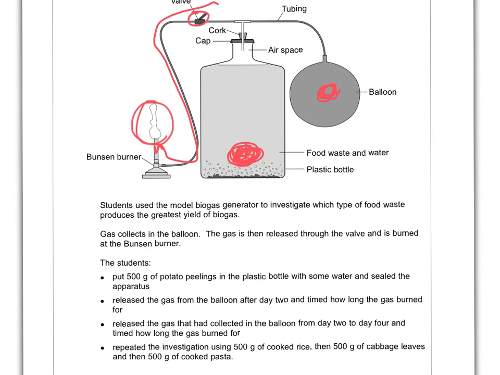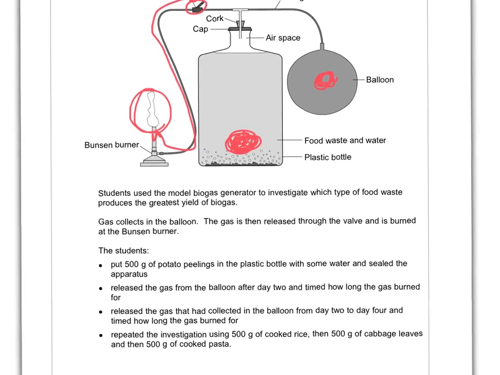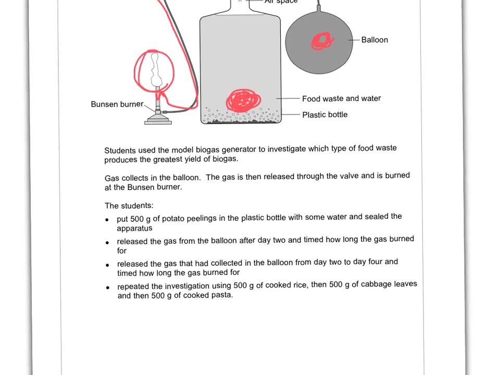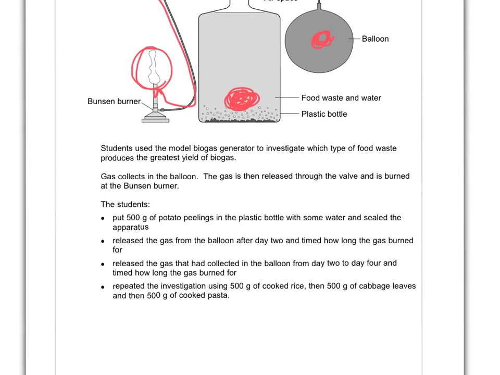The students put 500 grams of potato peelings in the plastic bottle with some water and sealed the apparatus. They released the gas from the balloon after day 2 and timed how long the gas burned for. Released the gas that had collected in the balloon from day 2 to day 4 and timed how long the gas burned for. So they did it twice. And then they repeated the investigation using 500 grams of cooked rice, then 500 grams of cabbage leaves and 500 grams of cooked pasta. Nice experiment if you've got time to do it.